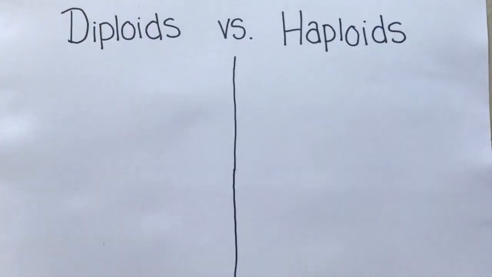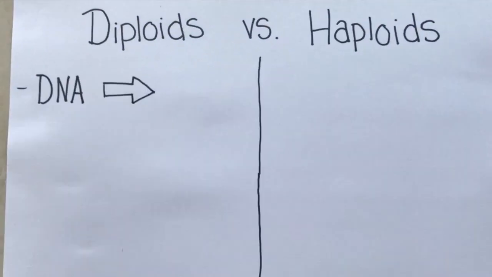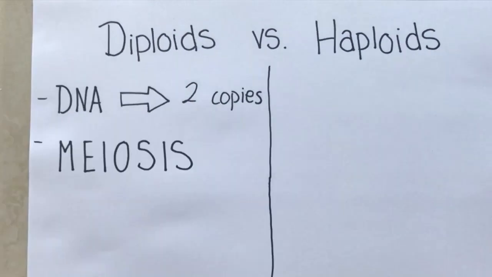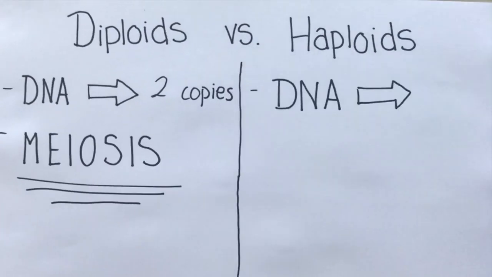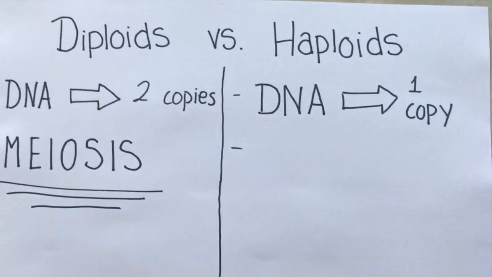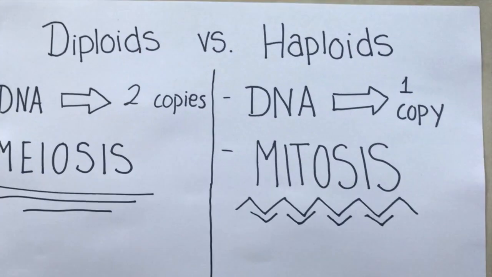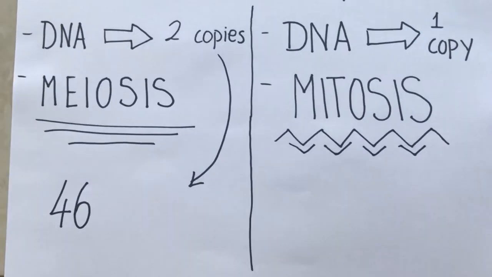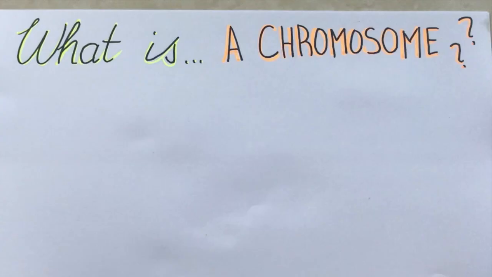Firstly, diploids versus haploids. Now, both diploids and haploids contain DNA. However, a diploid contains 2 copies of each DNA. It also uses the form of reproduction known as meiosis. On the other hand, a haploid only has 1 copy of its DNA, and it uses the form of reproduction known as mitosis. Each DNA set has 23 chromosomes. Since a diploid has 2 copies, it will have 46 chromosomes, whereas a haploid, which only has 1 copy, will have 23.